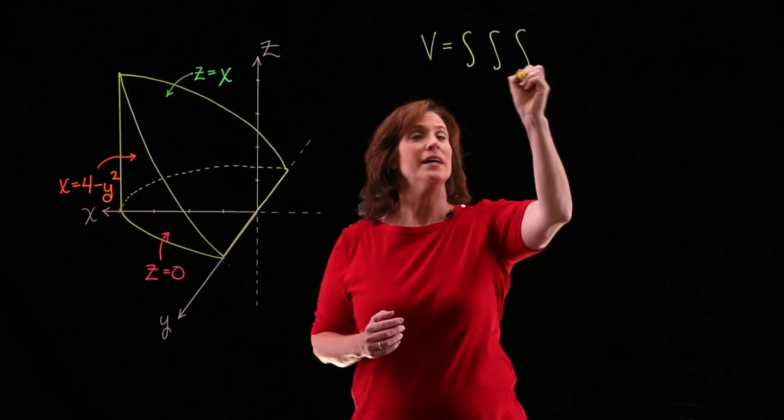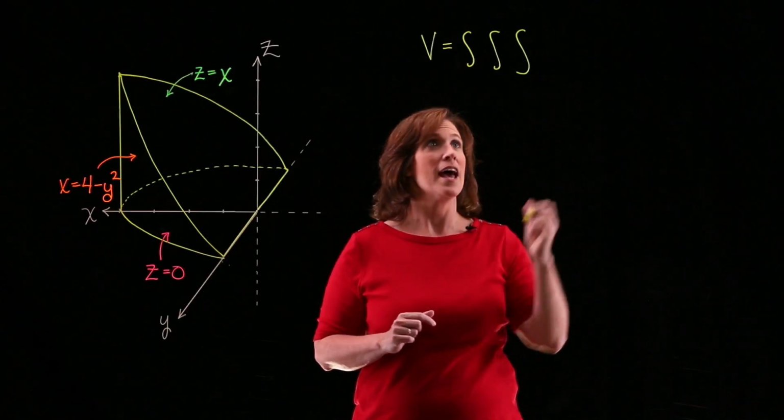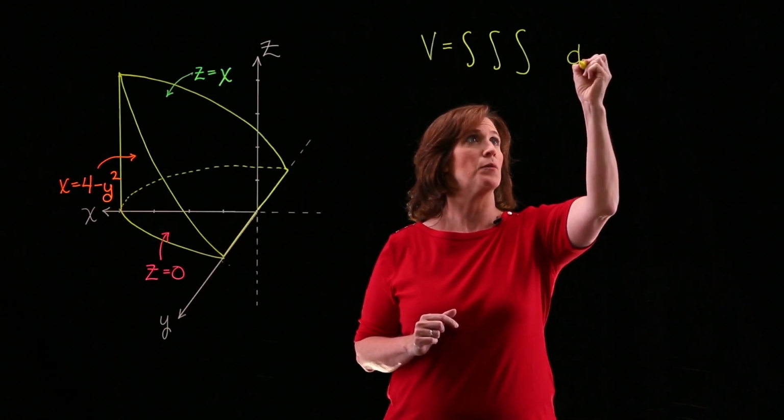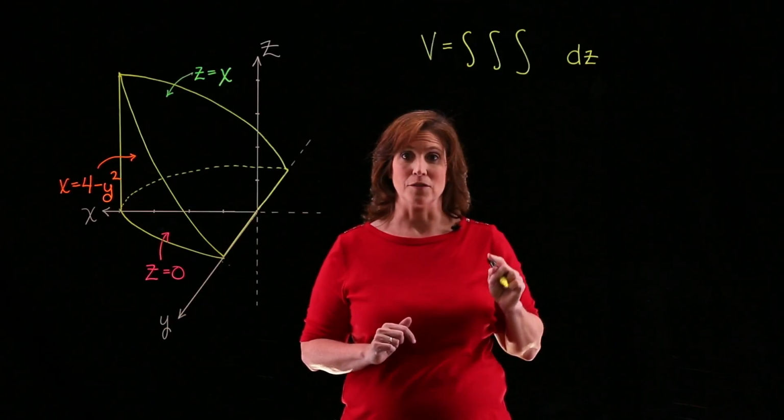I know that to find the volume, again, I'm going to need a triple integral. What I need to do is decide which variable I will be integrating with respect to first. And I'm going to choose a dz to begin with. And then I'll need to choose my other variables of integration.